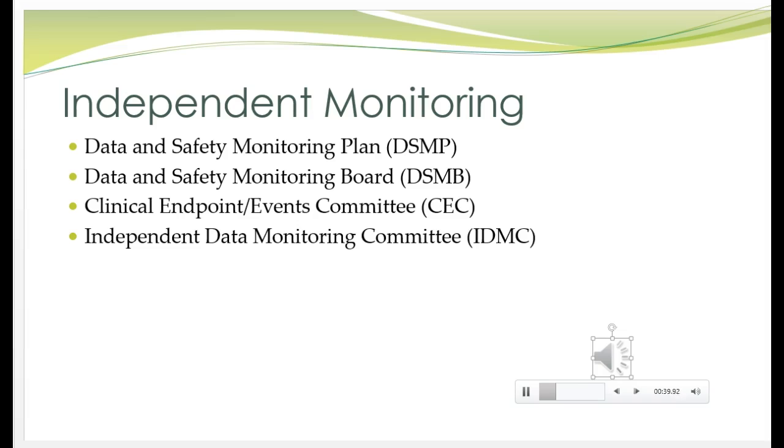There's a variety of different independent monitoring groups, and I just want to give you a few of the more common names. You might hear people talk about a data and safety monitoring plan. That's essentially a plan that says how you're going to monitor the progress of the trial. What are you going to check, and how are you going to ensure the safety of the patients? And what is the mechanism for reporting adverse events to the IRB and for ensuring data accuracy and protocol compliance?